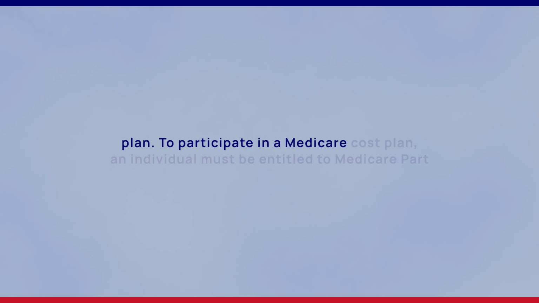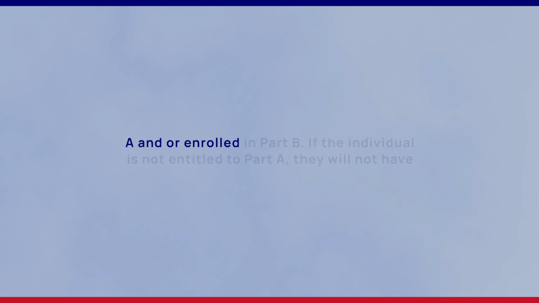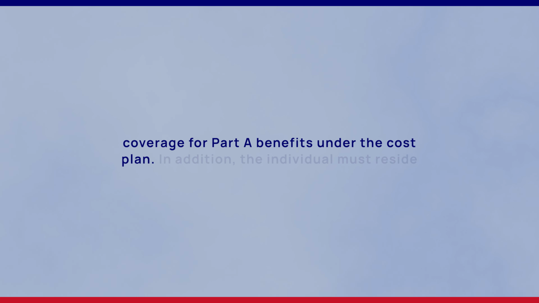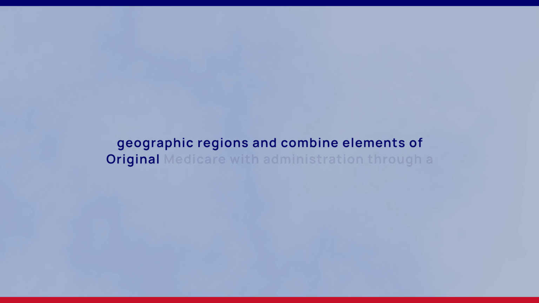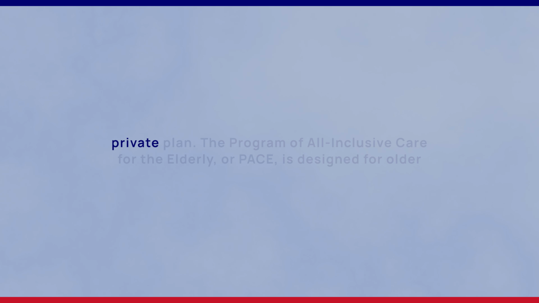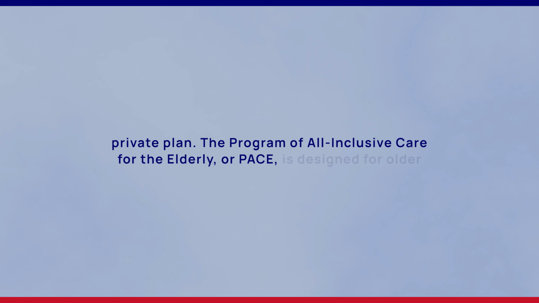To participate in a Medicare cost plan, an individual must be entitled to Medicare Part A and/or enrolled in Part B. If the individual is not entitled to Part A, they will not have coverage for Part A benefits under the cost plan. In addition, the individual must reside within the plan's service area. Medicare cost plans are typically offered in limited geographic regions and combine elements of Original Medicare with administration through a private plan. The Program of All-Inclusive Care for the Elderly, or PACE, is designed for older adults who require nursing home-level care but wish to remain in the community.